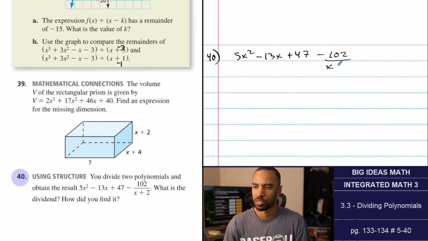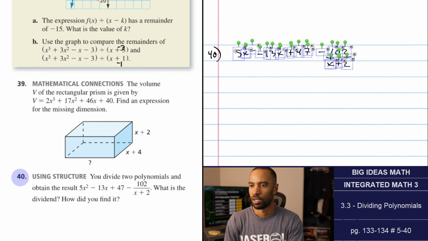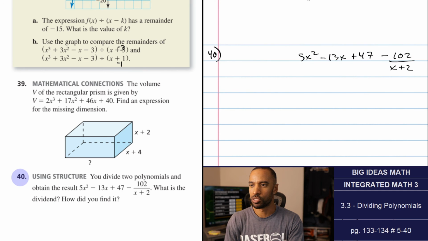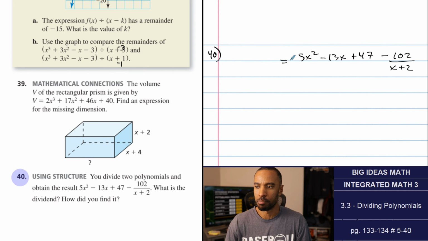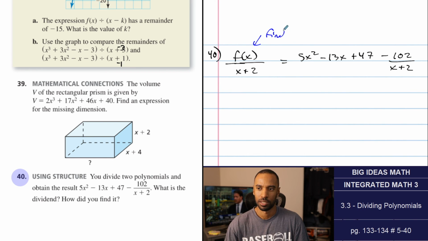Actually, let me do this. I was copying it down, but let's separate that. All right, this is the result of dividing some function by x plus 2. You can see that x plus 2 is the guy that's there. So this divided by x plus 2 gave us that quotient, and that's that remainder. We want to find this, f of x.